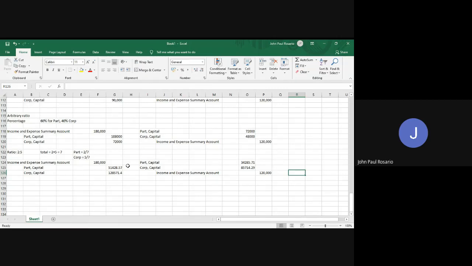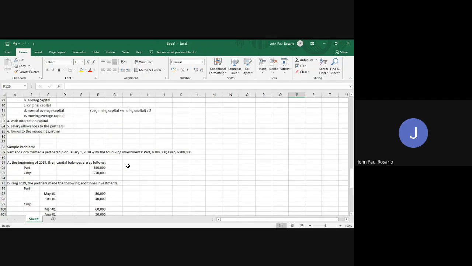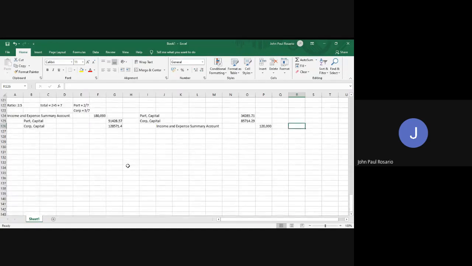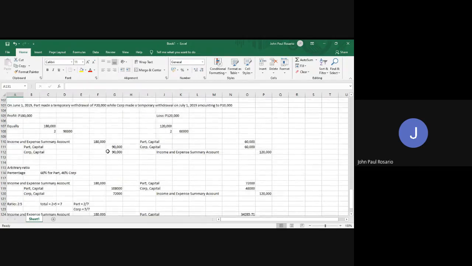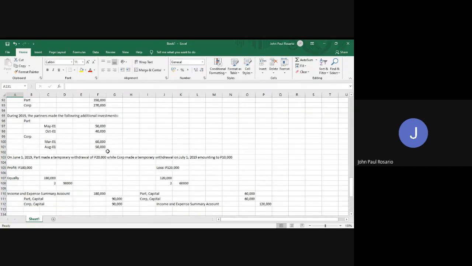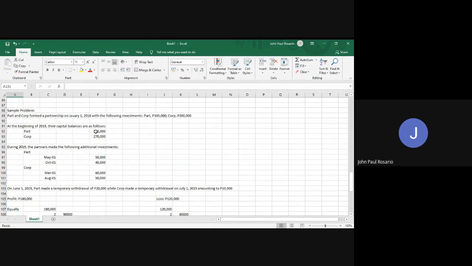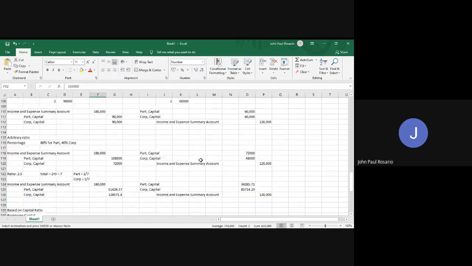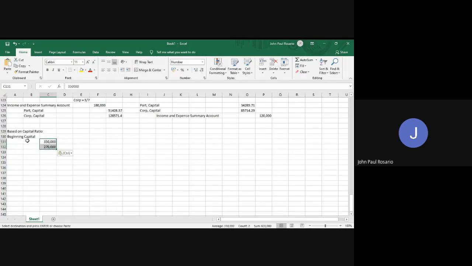Okay. Now, what if it is based on capital ratio? So based on capital ratio, first is the beginning capital. When you say beginning capital, the beginning capital is as of January 1, so the beginning of 2019. So we will use 350 and 270. So beginning capital is 350 and 270. The total capital of the partnership is 620.